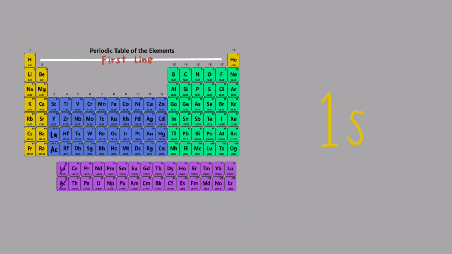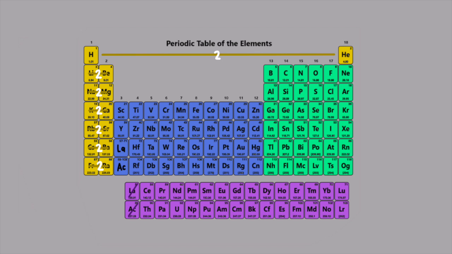So 1s is the first line and there's two letters across. When I say letters, I mean there are two s's across. You should write it like this: 1s^2, 1s to the exponent of 2 basically. S will always go across 2 times.